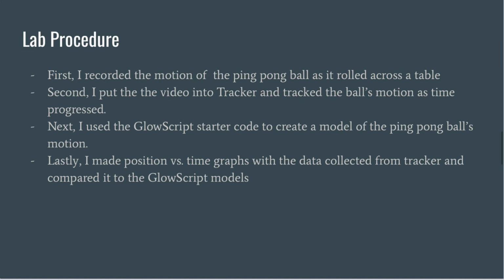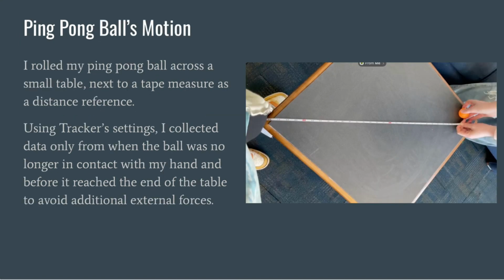To demonstrate constant velocity, I rolled my ping pong ball across a small table and put it next to a tape measure to use as a distance reference. Using Tracker's settings, I collected data only from when the ball was no longer in contact with my hand and before it reached the end of the table to avoid additional external forces.